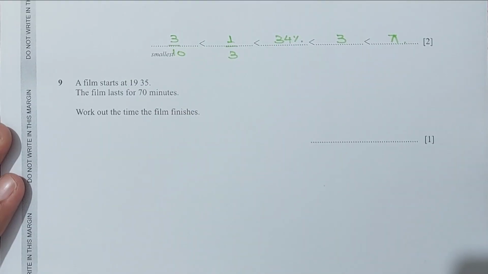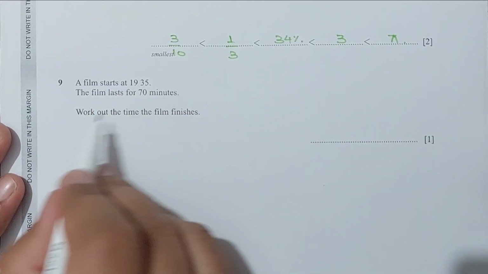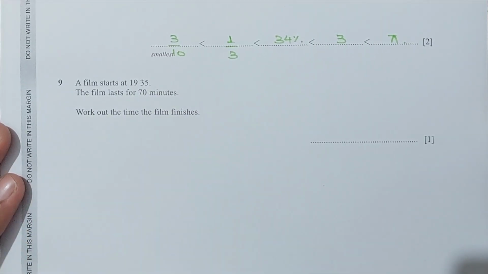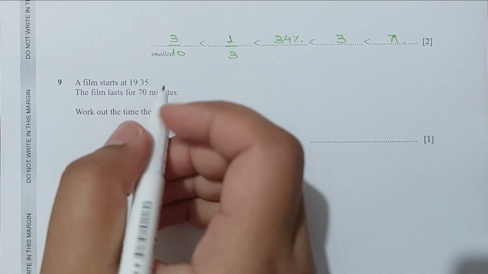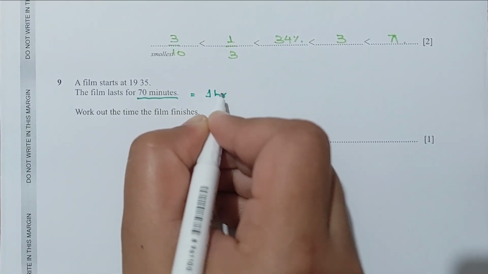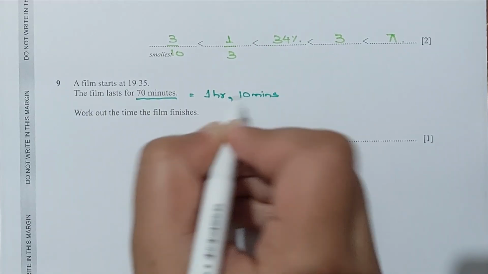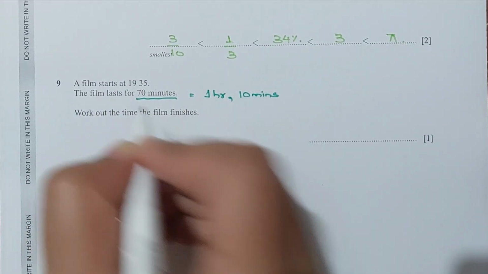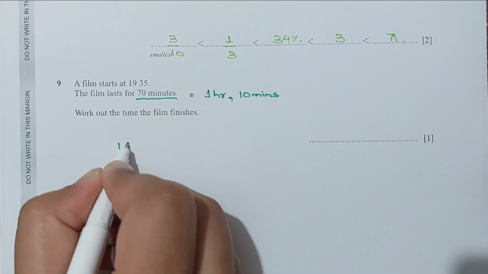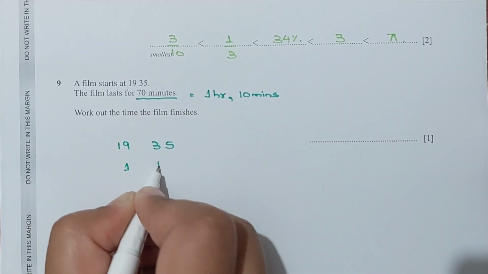Question number 9. A film starts at 19:35. The film lasts for 70 minutes. Work out the time the film finishes. So 70 minutes is basically equal to 1 hour and 10 minutes, because 1 hour equals 60 minutes, and 60 minutes plus 10 minutes makes 70 minutes. So in 19:35, we have to add 1 hour and 10 minutes.